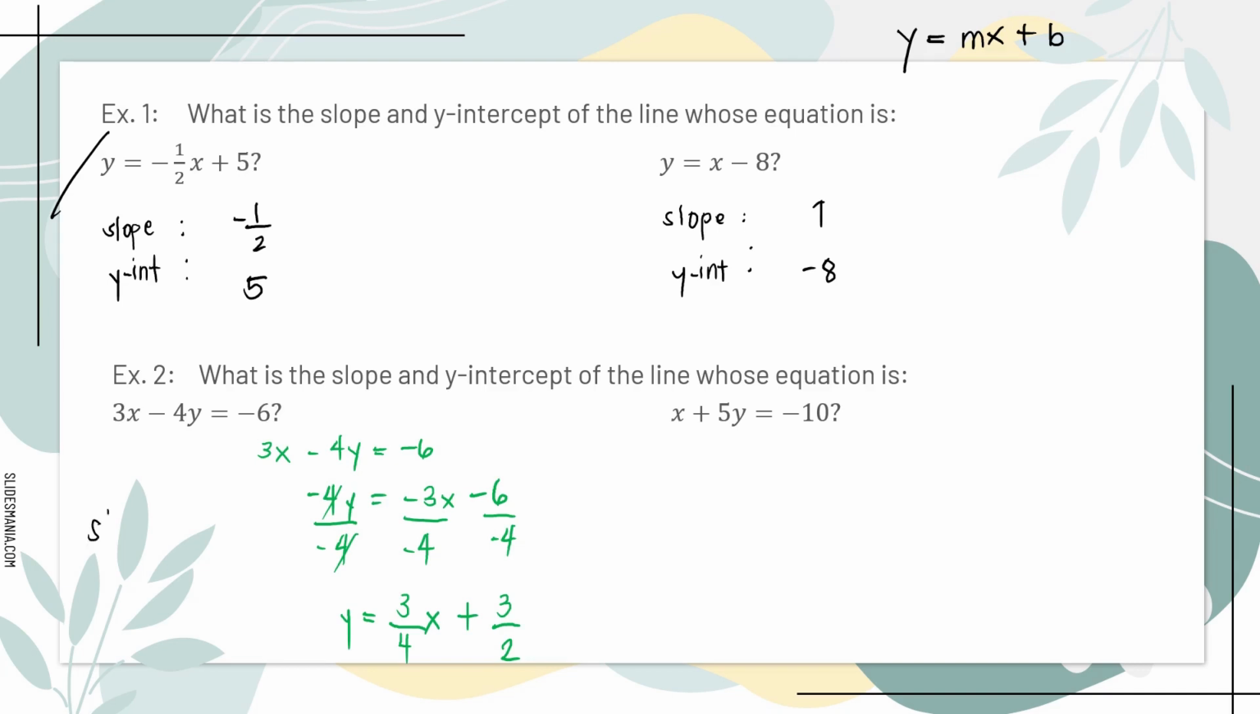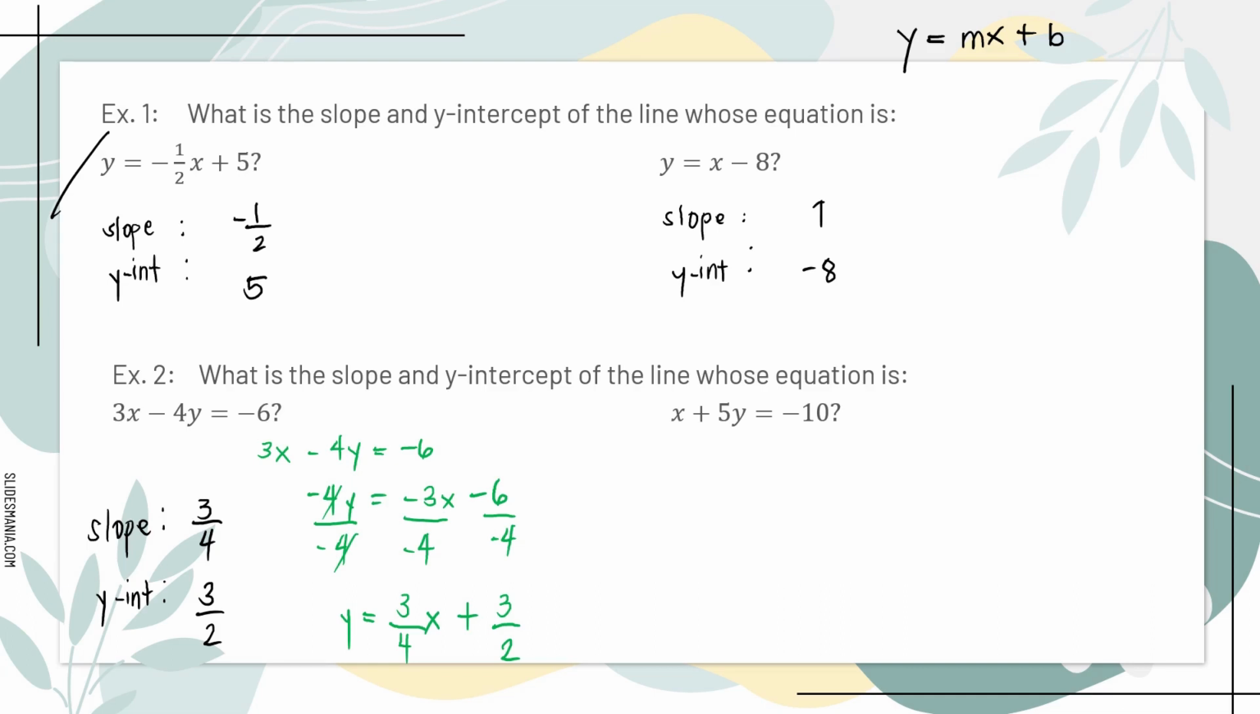So your slope will be, looking here, 3/4. For your y-intercept, we will have positive 3 over 2. Okay. Is that the final answer? Yes, because you already answered the question. That was the question.